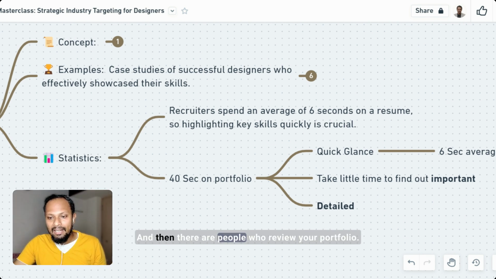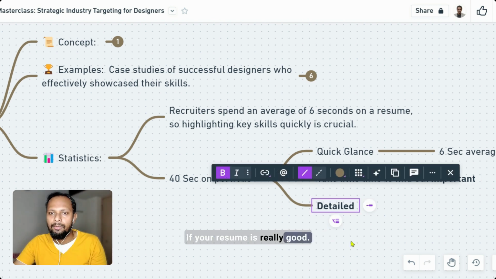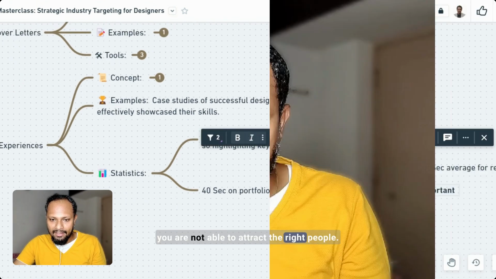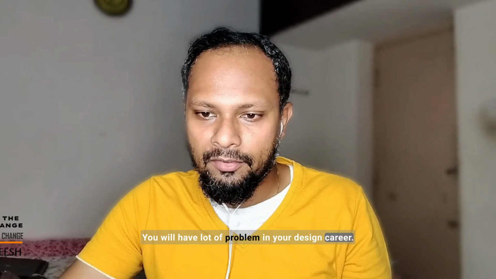Okay? And then there are people who review your portfolio in great detail, but unfortunately, these people are very few. From end to end, they'll review your portfolio, if your portfolio is really good, if your resume is really good, or else you'll be falling in the other categories. Understand the statistics, guys. This is what is happening in the industry. If you're not able to impress people, if you're not able to apply the right strategies, you will have a lot of problems in your design career.